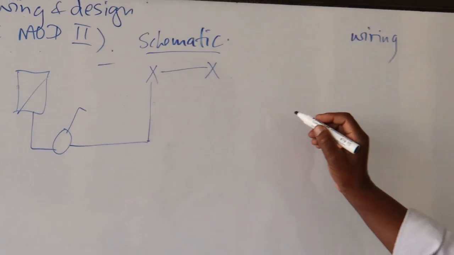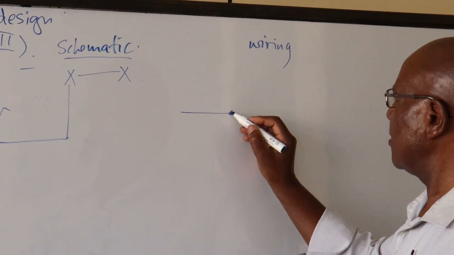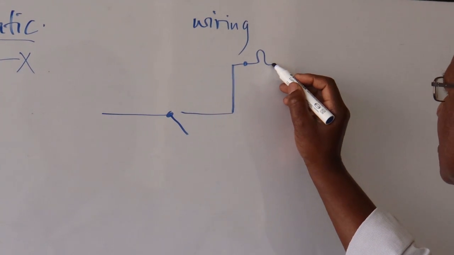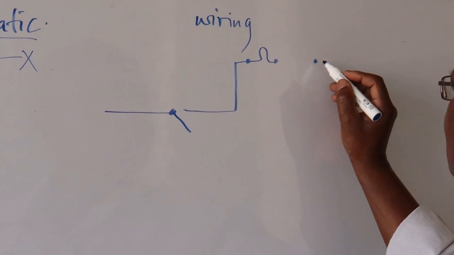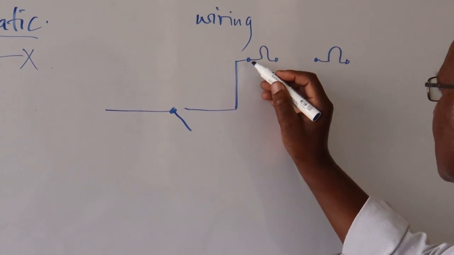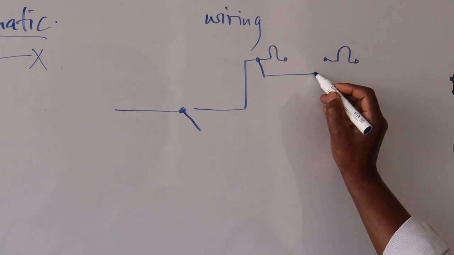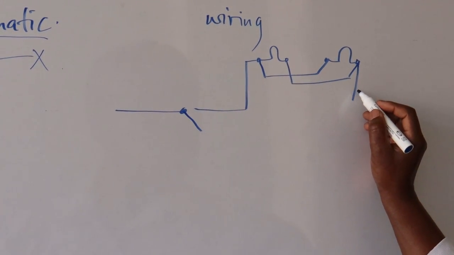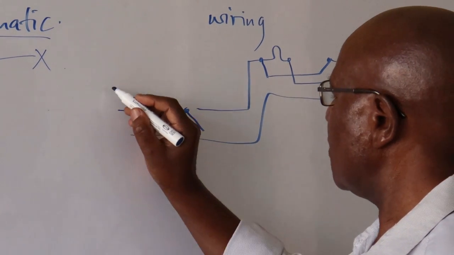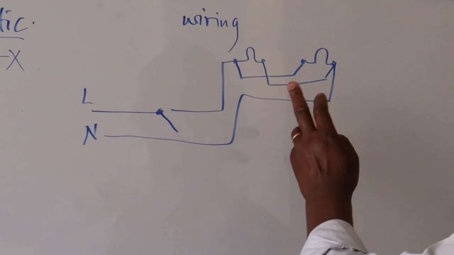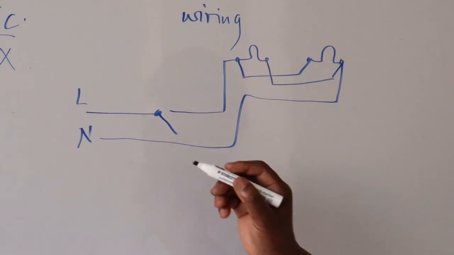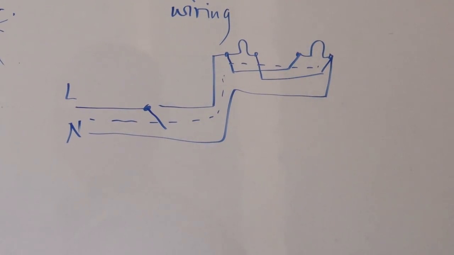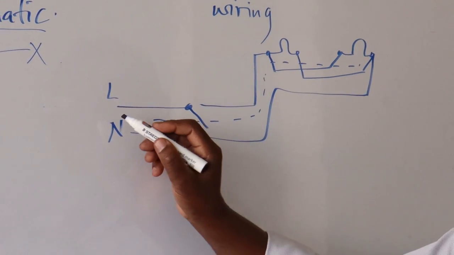Now, the wiring will be having the live. Then we have our switch there. Then we move on to our lights. What we learned from our first year is that in the normal way, all our bulbs are rated at 240, so they are always connected in parallel. So that would be our live, that would be our neutral. And as the IEE recommends, you should have an earth wire at any of these points. It will be something like that: the live, the neutral, and the earth.